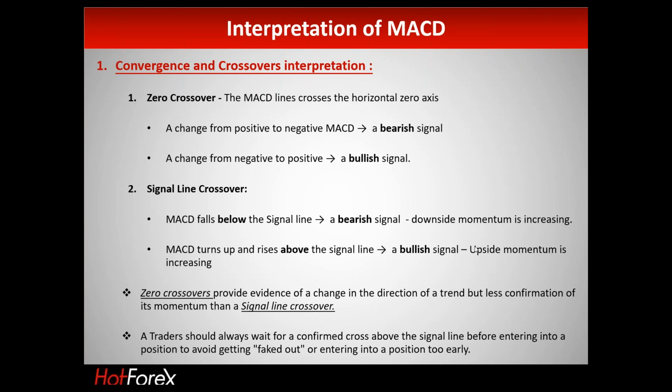So as we said, the zero crossovers provide evidence of a change in the direction of the trend, but less confirmation of the momentum than the signal lines. So the signal lines give more of an indication of momentum, while the zero crosses give more evidence of a change in the actual direction of the trend, either upwards or downwards.